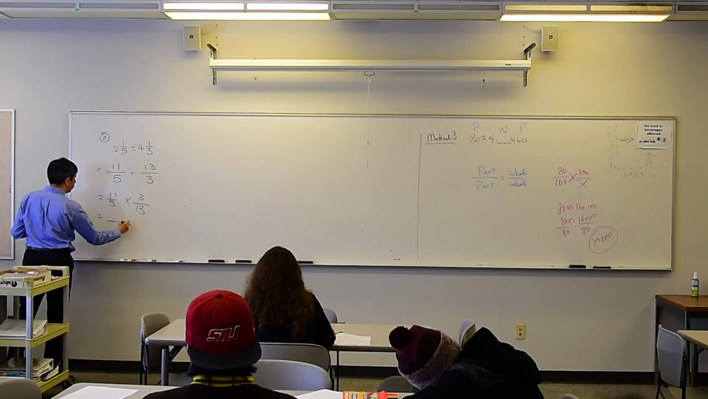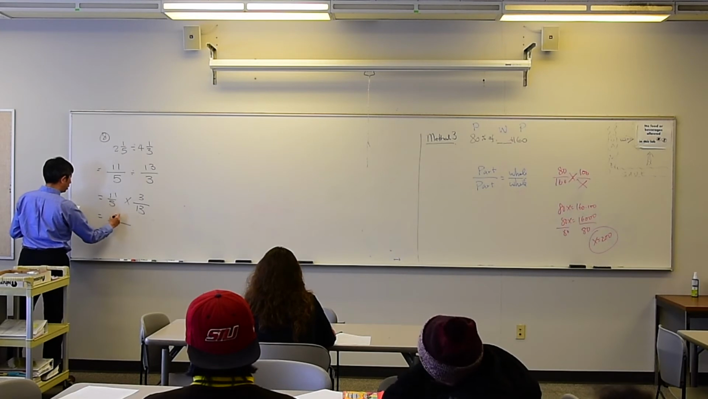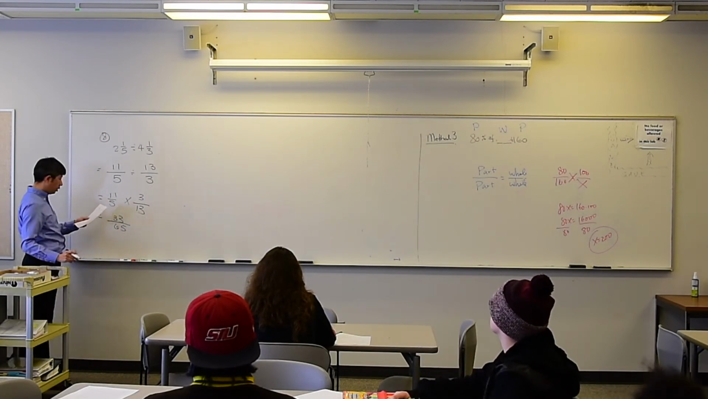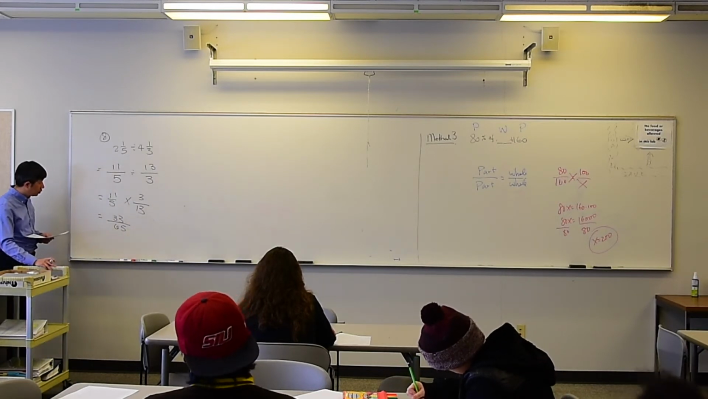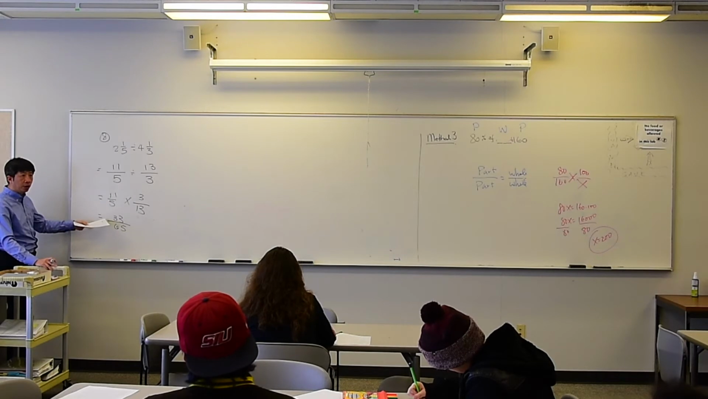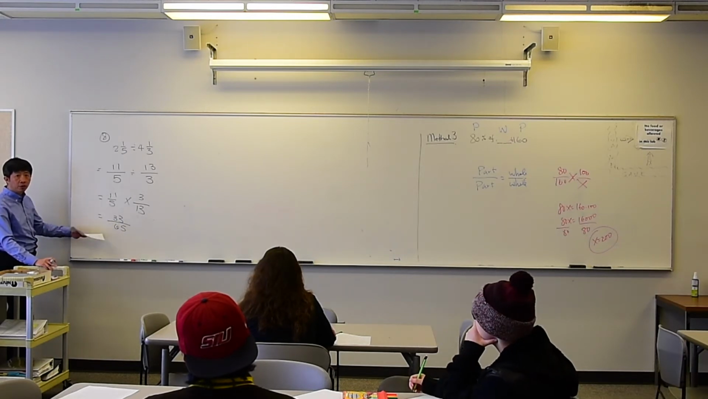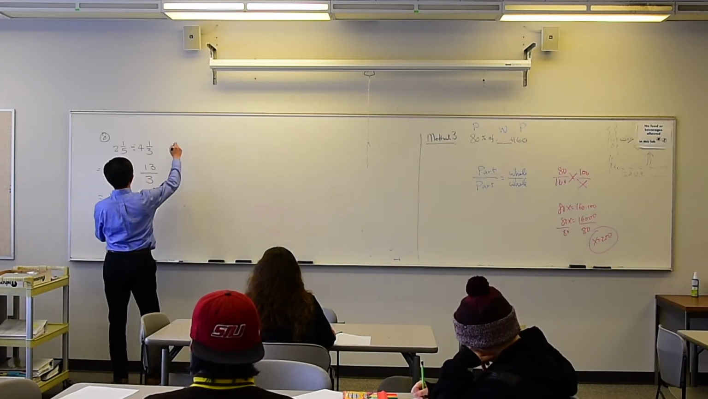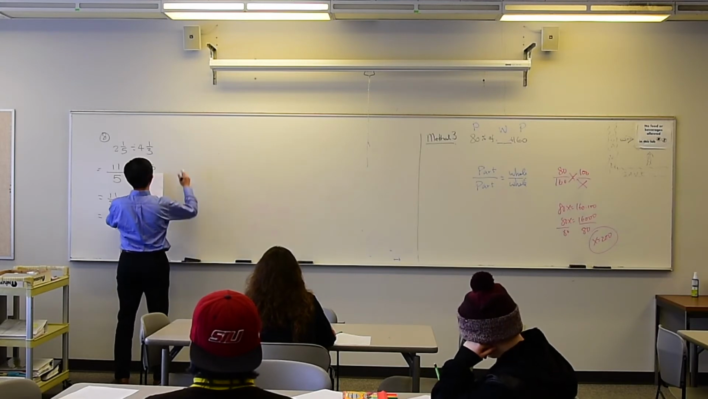And then therefore, we have 11 times 3, 33. 5 times 13, 65. Final answer, yes or no? We have to check. Can it divide by 11? No. Divide by 3? No. Nothing we can reduce? Final answer. Number 8, number 9. Oh, we did number 9, right? Number 10.